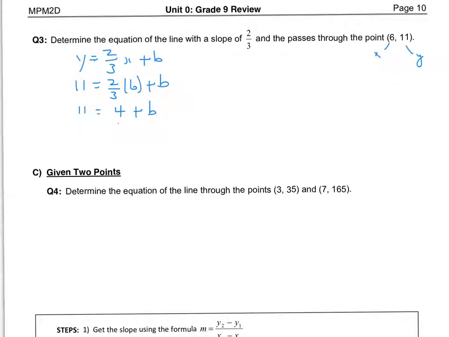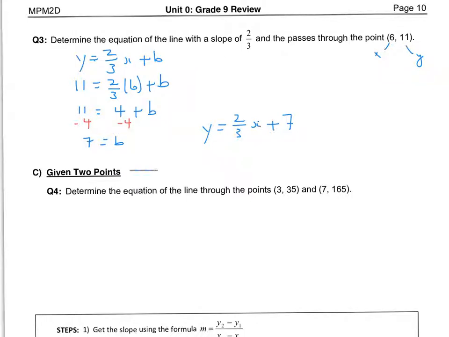I'm going to subtract 4 to get the b by itself. Subtract 4 from both sides. 11 take away 4 is 7 equals b. I think I like the number 7. y equals 2/3 x plus 7. Last example was a minus 7. This one's a plus 7, just by chance.